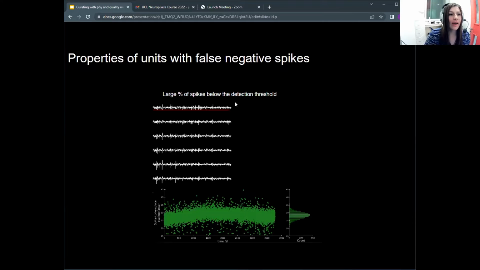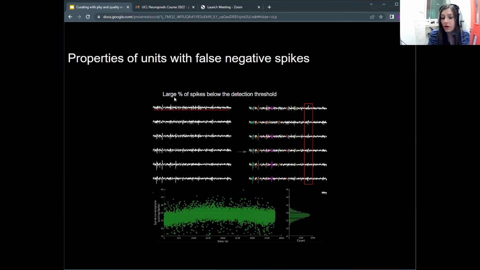And so if you have units that are further away from the probe, or even just smaller units, some of the spikes might not be detected. As you see, this spike here is much smaller than, for instance, some of these spikes over here. And this can result in a large fraction of a neuron's spikes just not being detected because they are so small.